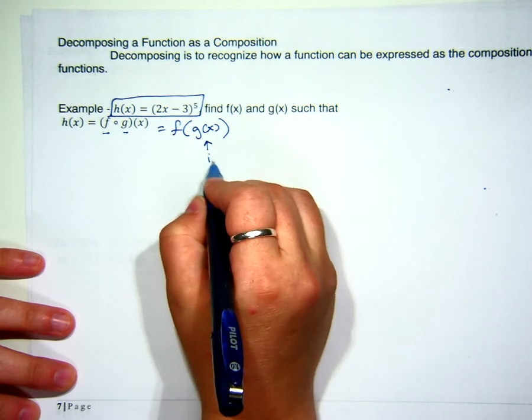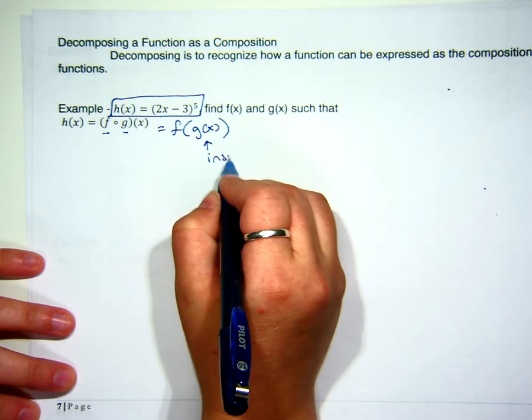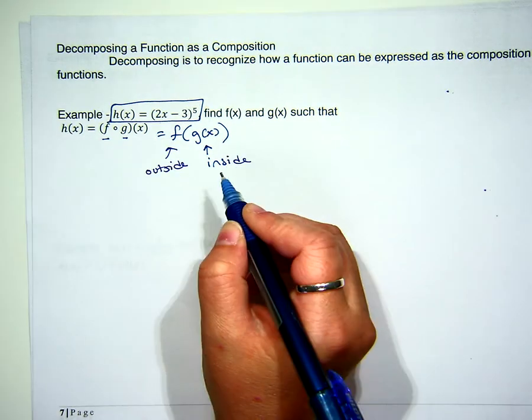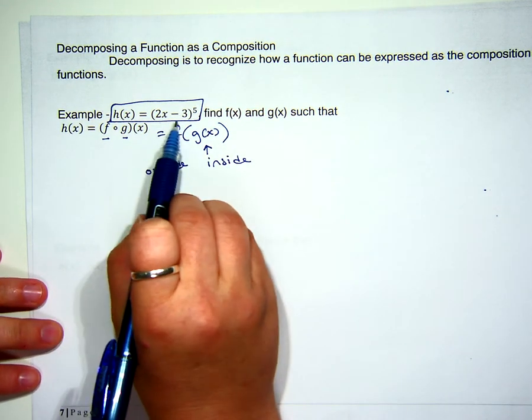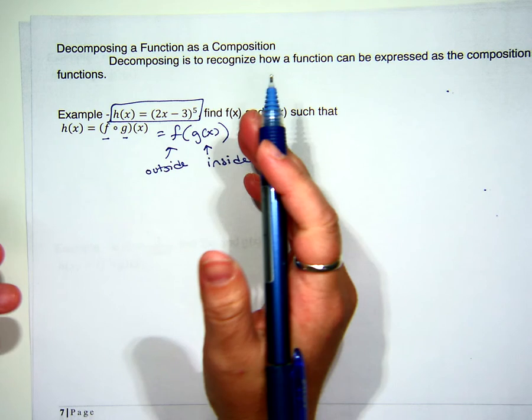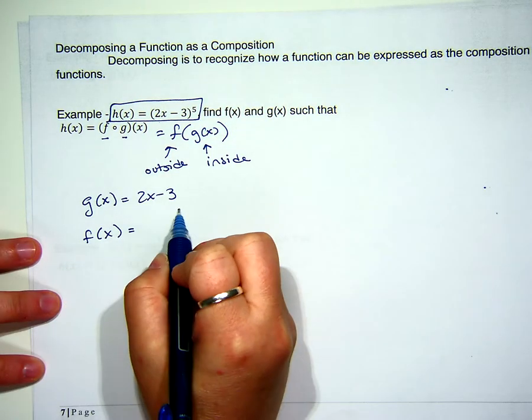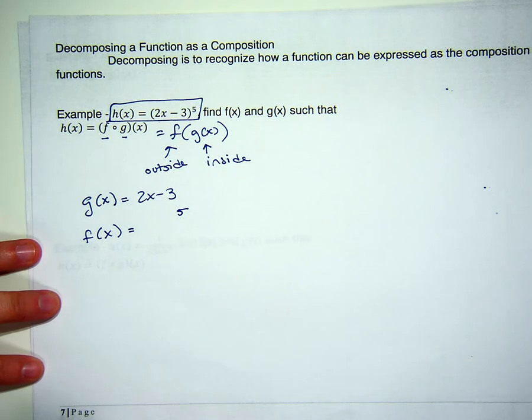G of x is your inside function. F of x is your outside function. If you're looking at this and you say, what's on the inside? Well, look at this problem and say, what's on the inside? Well, instinct would say that g of x is 2x minus 3. And if I asked you what's on the outside, you might say, oh, the fifth power is on the outside.